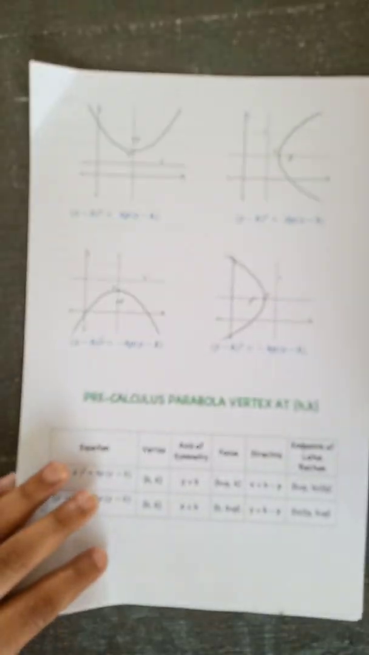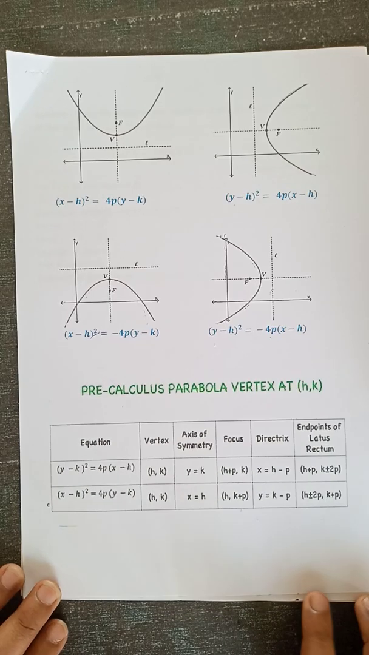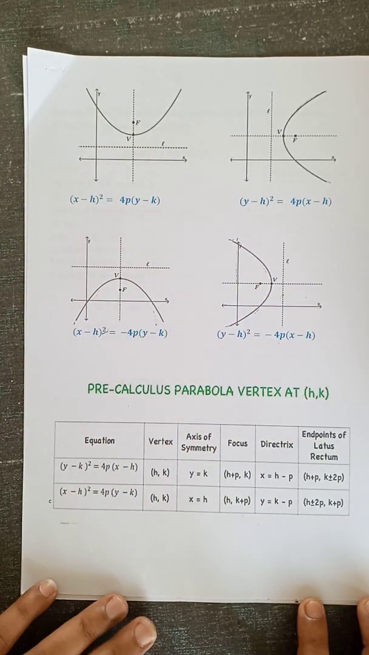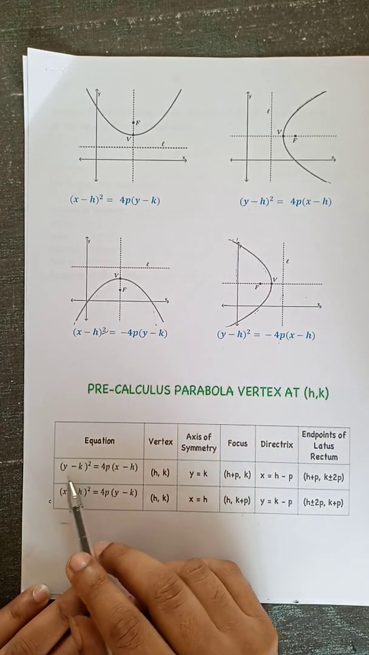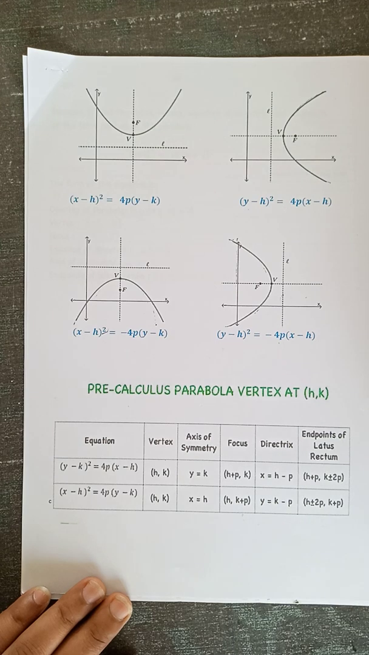Okay? So, let us proceed. So, we have a pre-calculus parabola where the vertex is at h and k. So, we are going to locate the given parabola where the vertex is at h and k. So we have the equation y minus k equals 4p times x minus h.